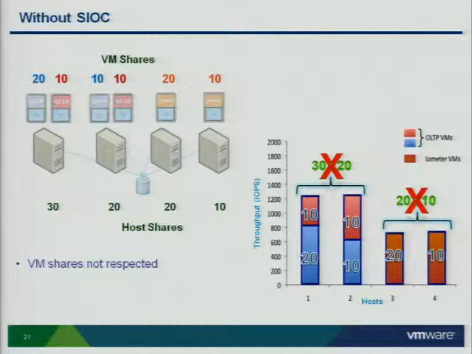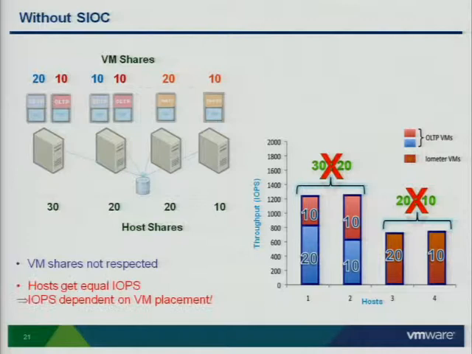And what you would notice is that VM shares are not really respected because VMs are running on different hosts. If you happen to be running with 10 other VMs on one host, whereas one VM is running independently on the other host, he would actually be able to get a lot of benefit of running alone and not with 10 other VMs on this host. So hosts get equal IOPS, where they are actually dependent on the VM placement.